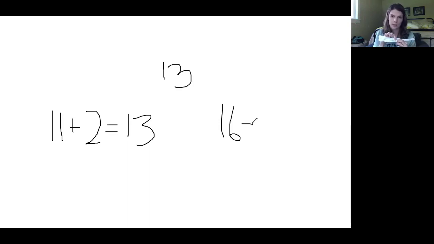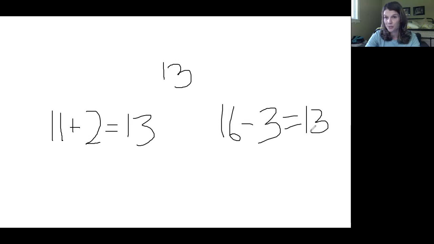Okay, 16. Let's see how many we have to take away to get to 13. I'm going to stop when I get to 13. 16, so I'm going to make my hops. 1, 2, 3. Ooh, it says I made 3 hops. So I'm going to take away 3, and I'm going to get to my answer of 13.